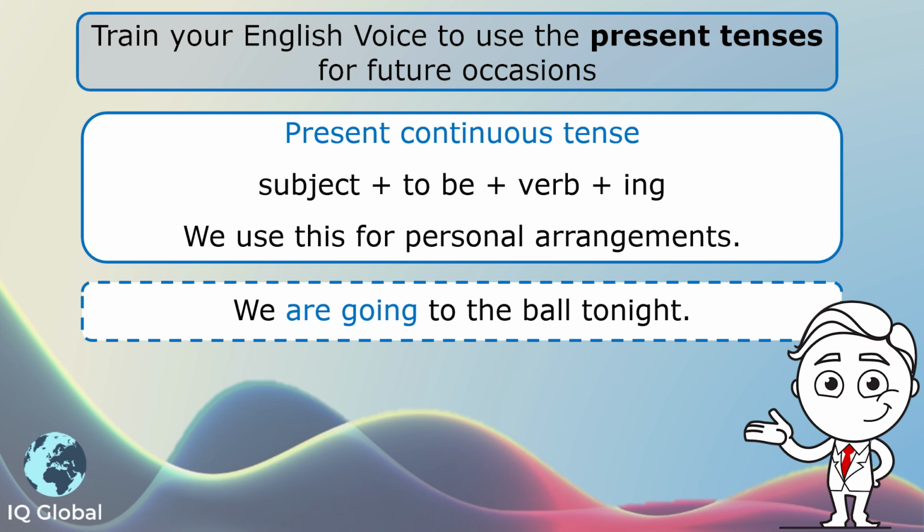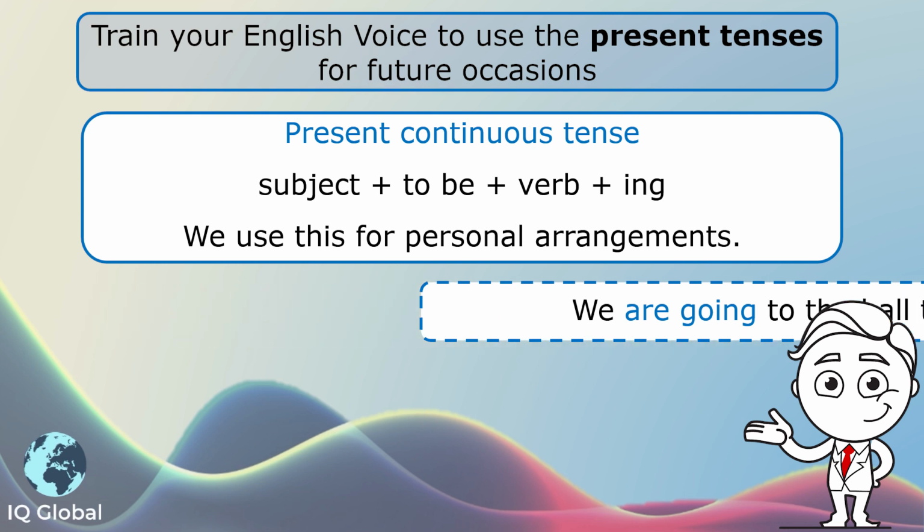Tonight tells us that it is in the future, so we have the subject, we, are, because the subject is we, we use the word are in the present, plus verb plus ing, going, and that makes it continuous. So this is a present continuous tense sentence, and we are using it for a future arrangement that we made.